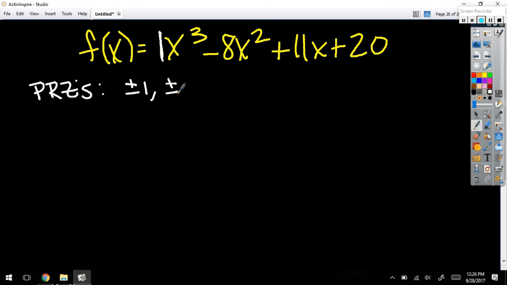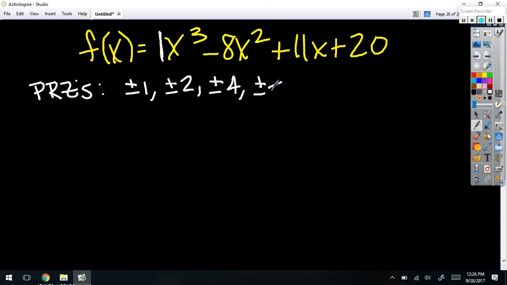1. Let's go in order. 2, 2, 4, 4. 5, 10, 20. Is anyone confused about where that list of numbers came from? Okay. So, here comes the tedious part. Would 11 also go in there? It's only factors of 20, and then divided by factors of the leading coefficient, which is 1.